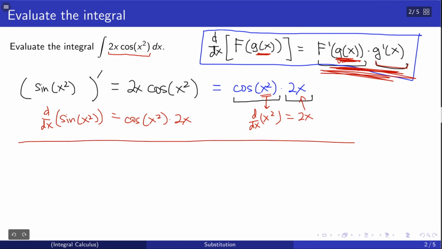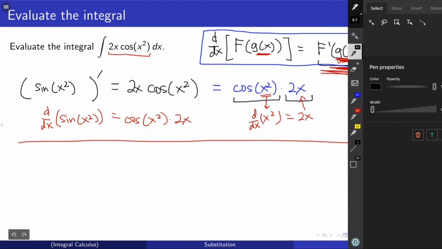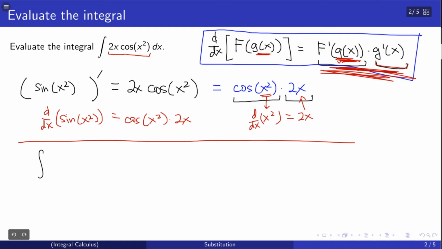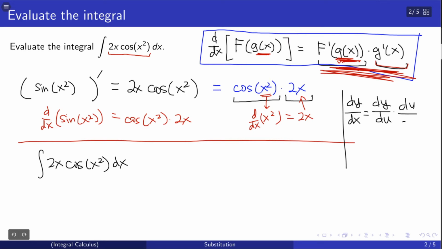Okay, let me show you what I mean. Going back to the same integral here, the integral of 2x cosine of x squared dx. Well, remember first that the chain rule can be written using Leibniz notation in this manner. dy/dx equals dy/du times du/dx, right? Where y equals f of g of x and u equals g of x, right? So it's whatever the inner function is.